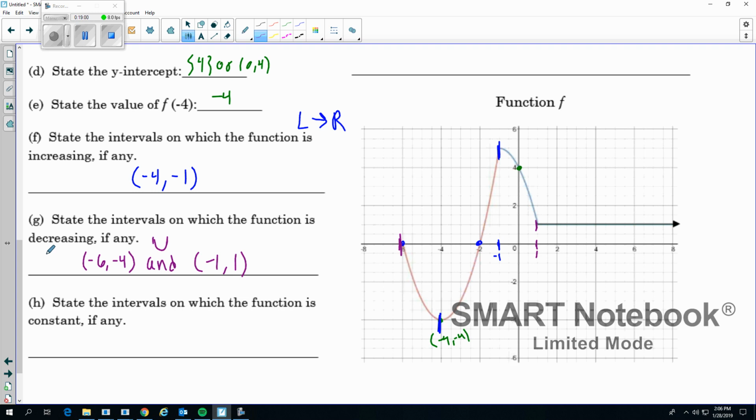Alrighty, so then the last part's constant. So that's where we're not increasing, decreasing, or any of that stuff. And so that's going to be right here from 1 to infinity. So that's going to be from 1 to infinity.